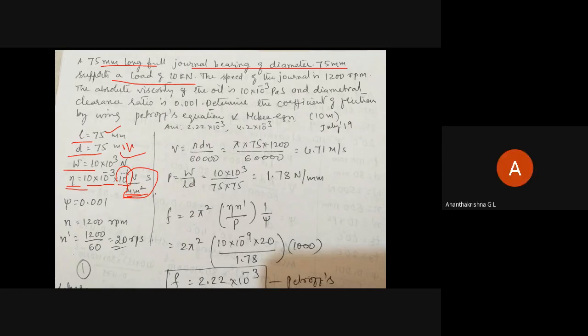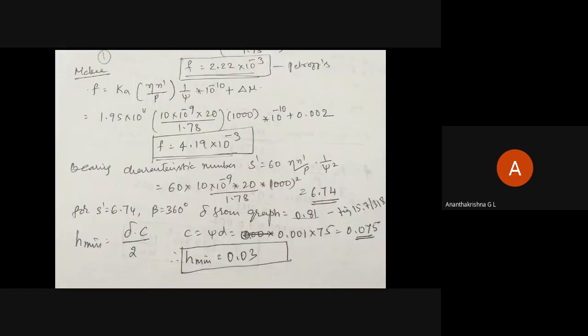Then find out Xi. Then you find out the coefficient of friction using Petrov's equation, and then the coefficient of friction using Mackey equation. So these are the things you may be asked. And this is the minimum oil film thickness that we were talking about, and problems based on that. I think that's all I can do.